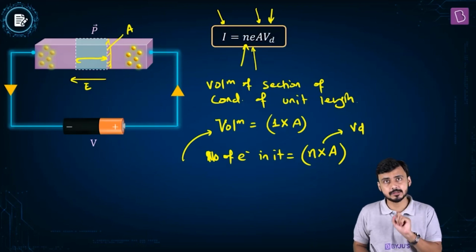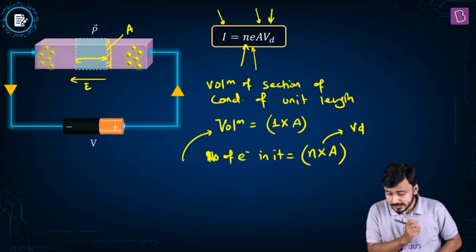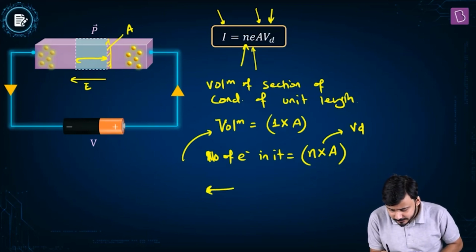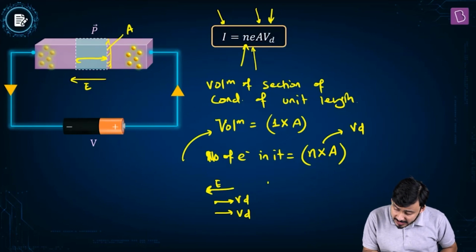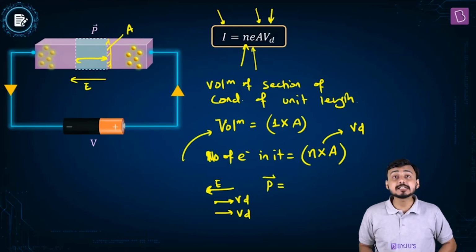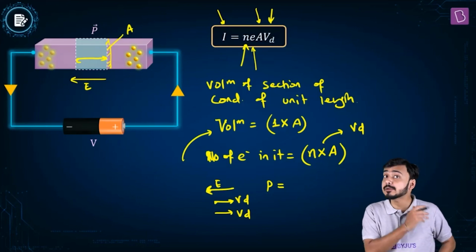That means in the same direction, against the electric field. So say for example, electric field is like this. So each electron will have Vd like this. So in that section, what is the total momentum? Let's say I talk about the magnitude. What is the total momentum?